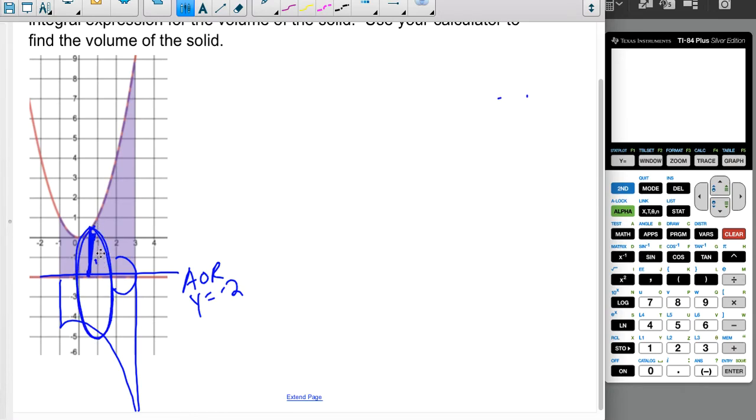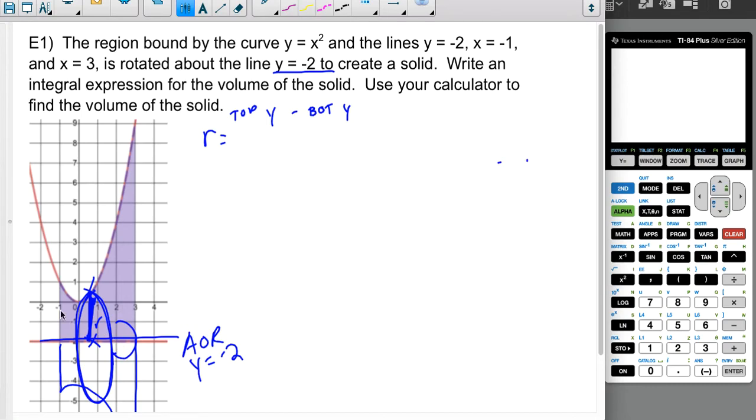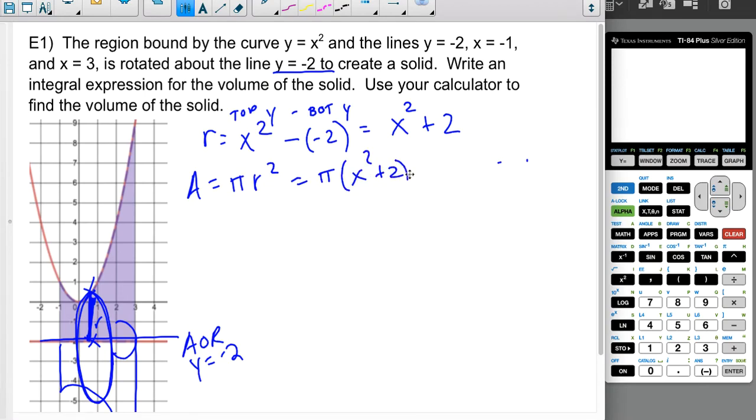So when I look at that disk, the radius is top y value minus bottom y value. So the hard part here is that I have to make sure my radius is the top y minus the bottom y. And that's fine, but here I'm used to having that bottom y be 0, and here it's not, right? The top y is the curve x squared. The bottom y is -2. So my radius is going to end up being x squared plus 2. That means that the area of this disk is pi r squared, which is going to be pi times this thing, whole quantity squared.